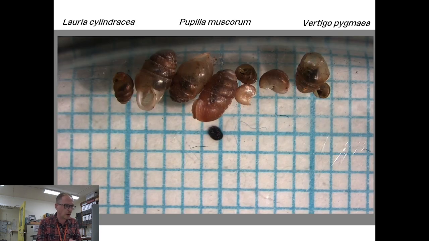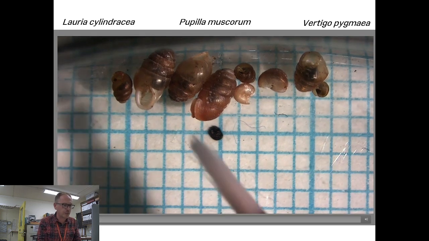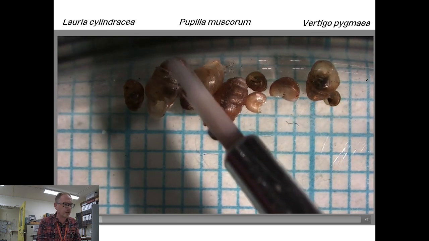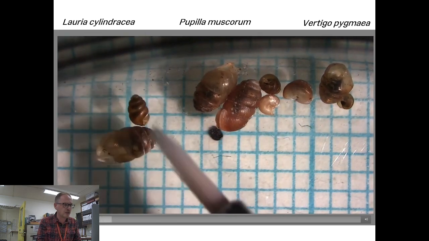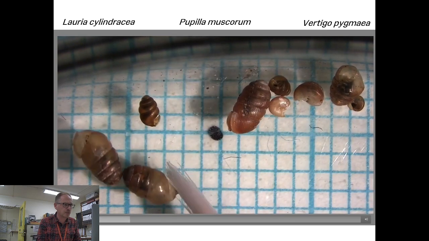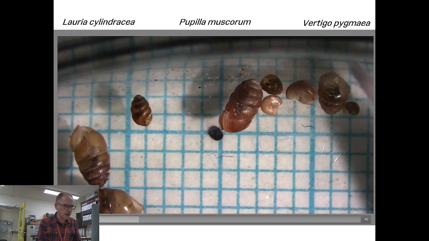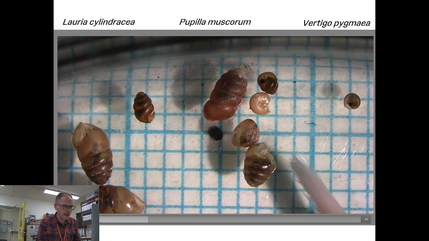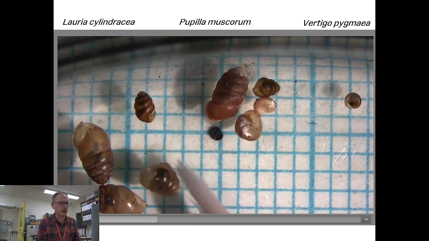Here I'm going to talk about Lauria cylindracea and Pupilla muscorum, and show you how much bigger they actually are than the Vertigo, for which they're sometimes mistaken. So I've got a mixed sample here. Here comes my paintbrush, and I'm just going to push the Laurias over to the left. So you can see they're just over 3 millimeters long, but they're much, much bigger than the Vertigo, and a rather different shape as well. And there, that one I'm pushing at the moment, is a baby Lauria.